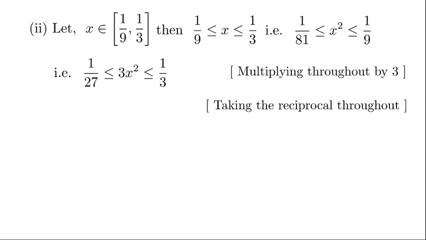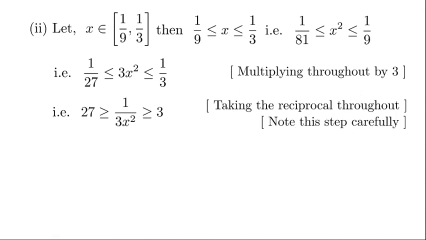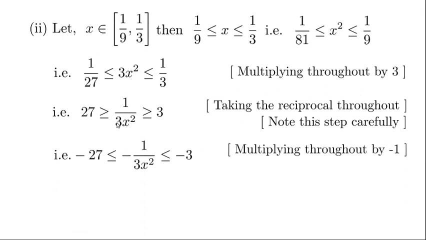Now taking the reciprocal throughout. Again note this step very carefully, because when you take the reciprocal, the inequalities reverse their direction. Again I multiply throughout by minus 1. So we get −27 ≤ −1/(3x²) ≤ 3. Again the inequalities change their directions. Greater than or equal to has become less than or equal to.